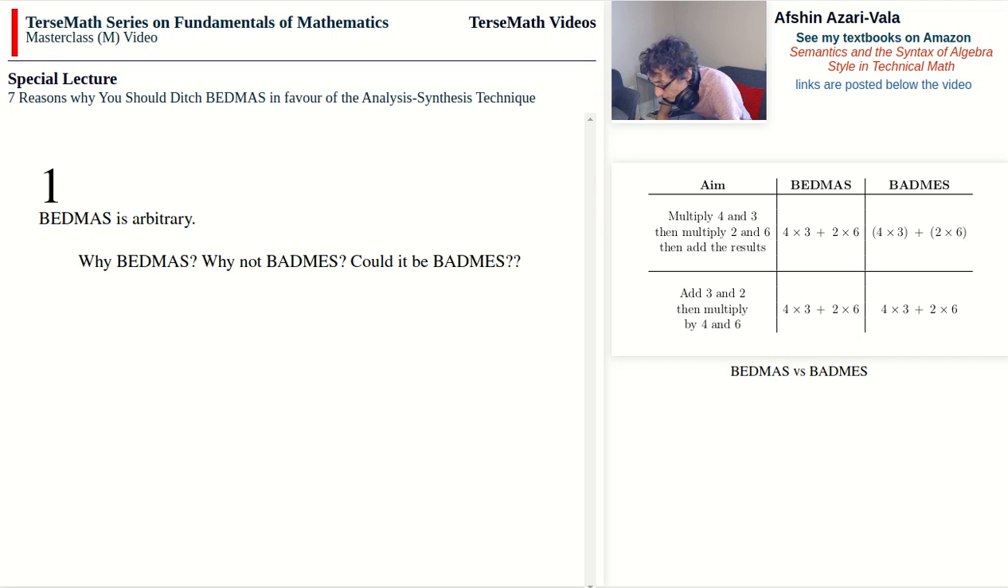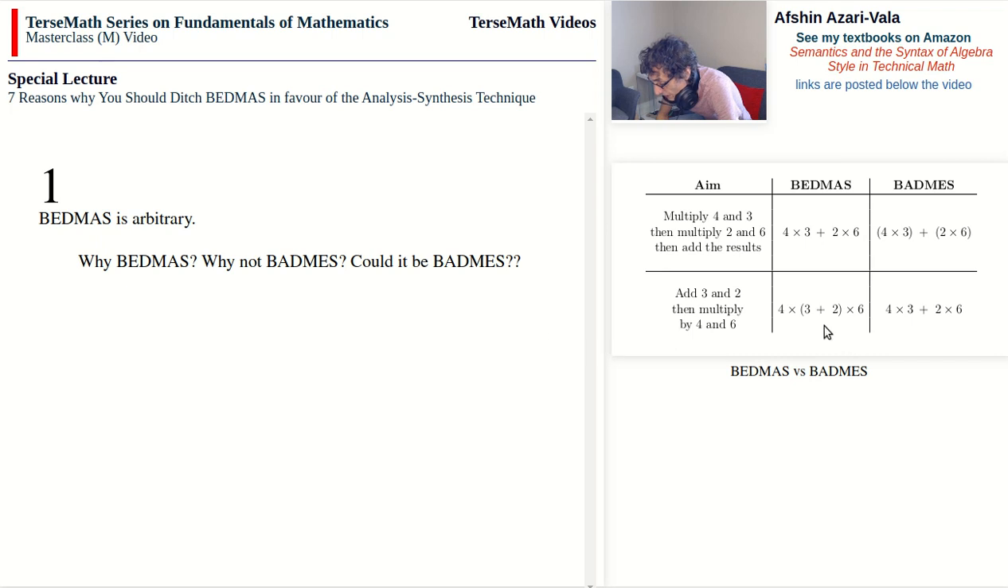And for BEDMAS, we would have to place 3 plus 2 in brackets, because B, brackets, comes before M, multiplication, and therefore we would have to work out the brackets, and that achieves the aim of adding 3 and 2 before we multiply 4 by it and then multiply the result by 6. But the key is that we could have gone with BADNess. As you notice, we can express both of our aims using BADNess as well as BEDMAS. So the question stays, why did BEDMAS become the chosen sequence?